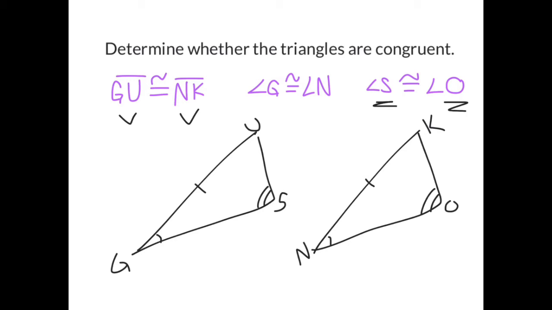Now, determining whether these triangles are congruent, I'm looking for what relationship they're showing. So I definitely have two angles, angle, angle, but the side that's congruent is not in between. It's one of the non-included sides, so it is an angle-angle-side relationship. So they are congruent, and I'm going to go ahead and write my congruent statement. Triangle GUS is congruent to triangle NKO by angle-angle-side.